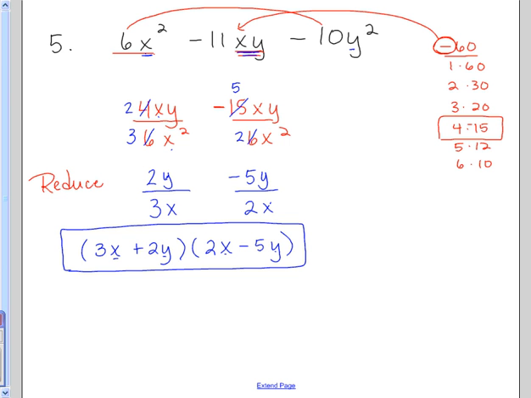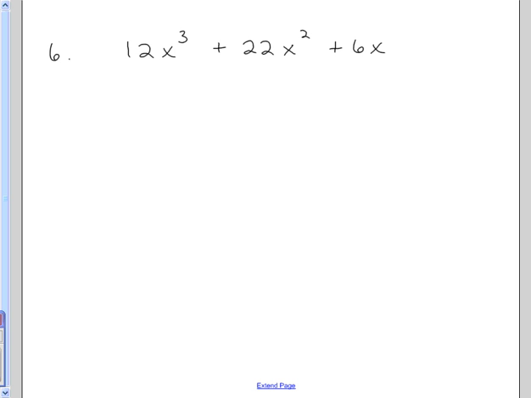All right, one more kind of exception or problem I want to show you is number 6, 12x cubed plus 22x squared plus 6x. Okay, it is in the right order, but it does have a greatest common factor. So before we do anything else, we're going to factor out the GCF. So what will go into every term? 2, and they all have an x. So 2x into 12x cubed will be 6x squared. 2 into 22 would be 11x. 2 into 6 would be 3.